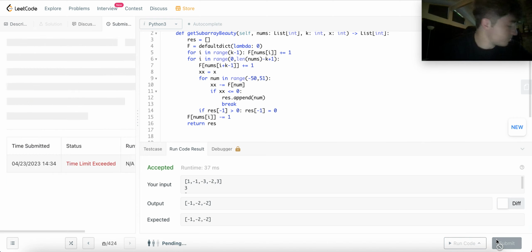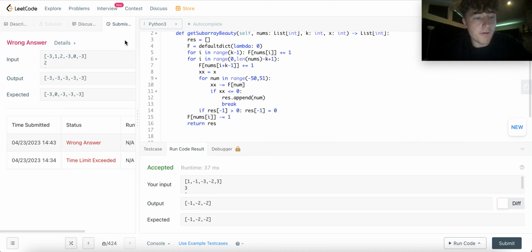Not my best solution, but, you know, this is one of those problems where you probably need to learn a little bit about it. What's the problem with this one? So apparently I don't know what I'm doing. All right.